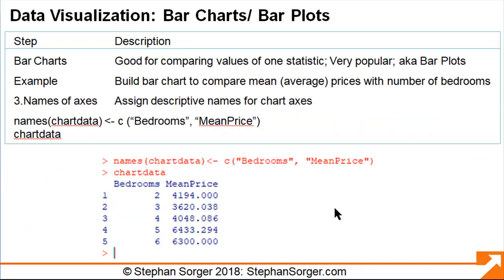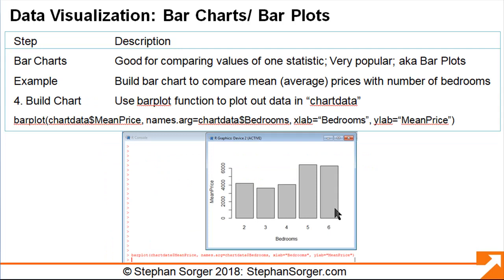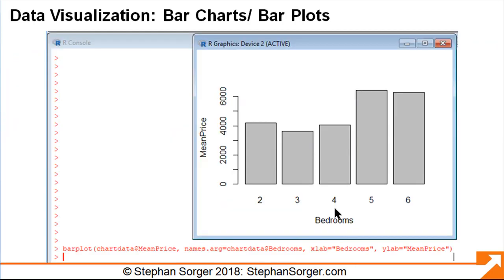To make the data more understandable, we assign names to the columns using the name function. In this case, we assign the name bedrooms to the left column and the name mean price to the right column. We then invoke the bar plot function to give us a bar plot as shown. The bar plot function asks us what data we want to plot, namely the mean price found in the chart data, the categories for the bar chart, in this case bedrooms, and the labels we should put on the X and Y axes. This slide shows an enlargement of the bar chart. We can see that 5-bedroom houses command the highest prices.